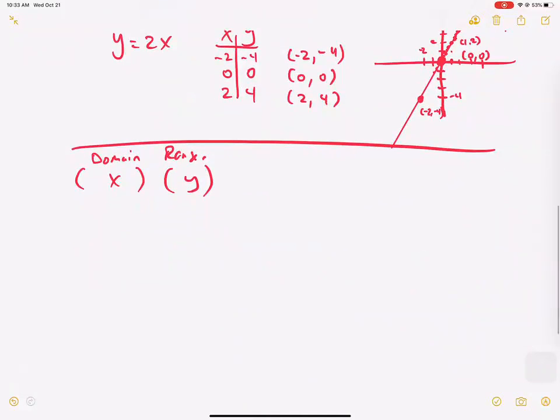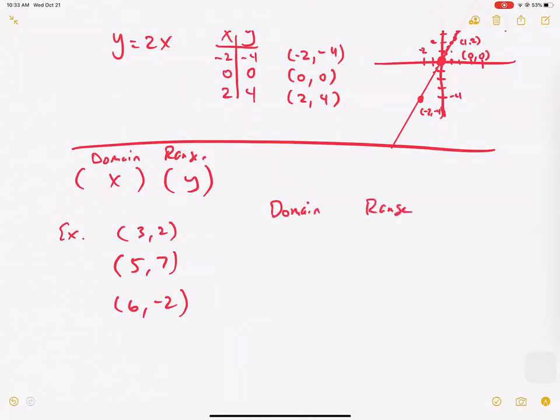So here's some points. Here's my example. (3, 2), (5, 7), (6, -2). So we have 3 sets of ordered pairs. I want you guys to put domain and range. Draw the 2 boxes.